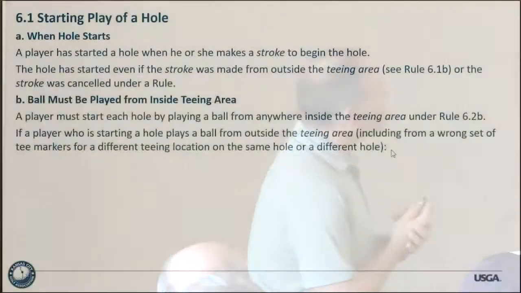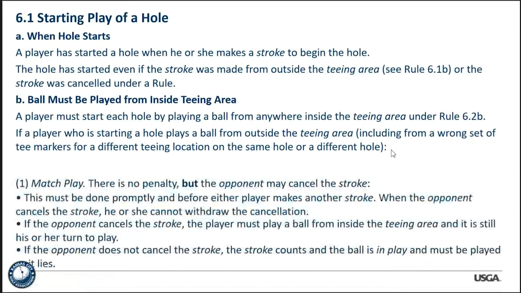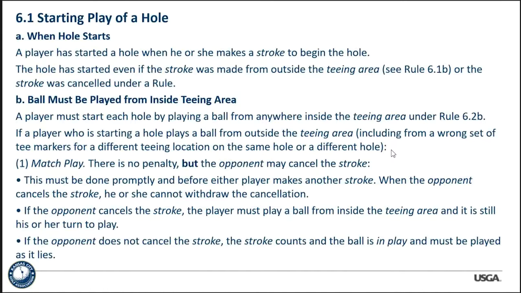Okay? Ball must be played inside the teeing area. So a player must start each hole by playing from anywhere inside the teeing area. A player who is starting a hole plays the ball from outside the teeing area, including from a wrong set of tee markers or a different location. We've got some situations we're going to cover. So this is just telling us, hey, start in the teeing area. Match play, there's no penalty. Currently the same rule. But the opponent may cancel the stroke. This must be done promptly before either player makes another stroke. And when the opponent cancels the stroke, it cannot be withdrawn. Okay? So it has to happen immediately.